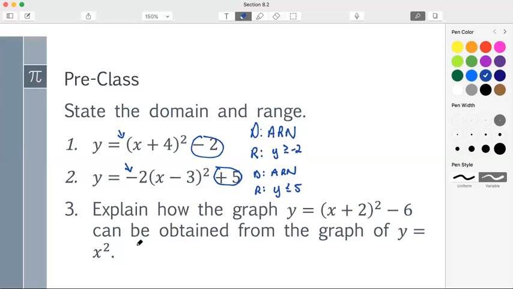All right, for number 3, explain how the graph gets obtained. So what does this do? It moves it to the left 2 units and down 6. So you should have said that in a nice sentence and then compared it to the graph of x squared.